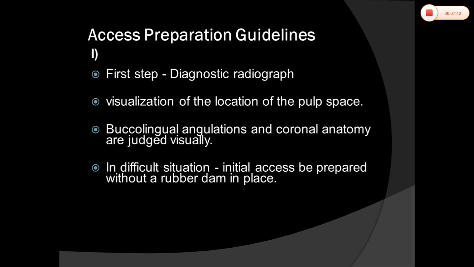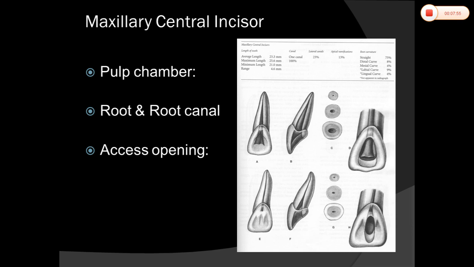So we already discussed these guidelines. First step, take a diagnostic radiograph, visualize the location of the pulpal space or chamber, and you can see the occlusal anatomy also, the number of root canals and their position, etc. So we move on to the access opening for the individual teeth. First one is our maxillary central incisor.